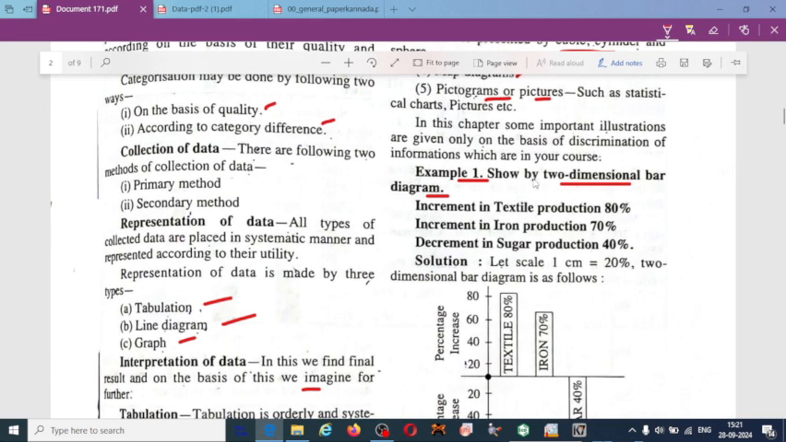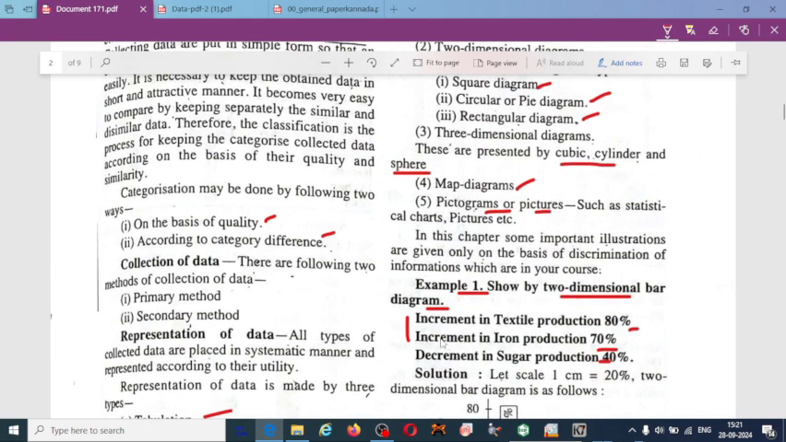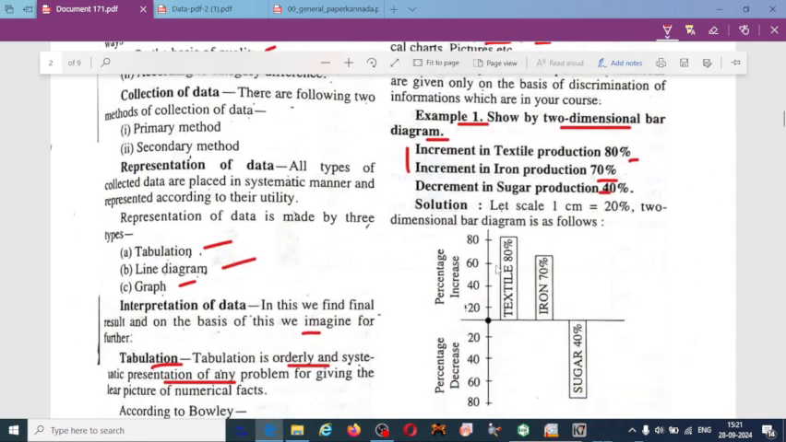So here in the question, show by two-dimensional bar diagram. They have given the data here: increment in textile production 80%, increment in iron production 70%, decrement in sugar production. This is the question. They have asked you to represent it in a two-dimensional bar diagram. Two of these values are increasing and the sugar production is decreasing.